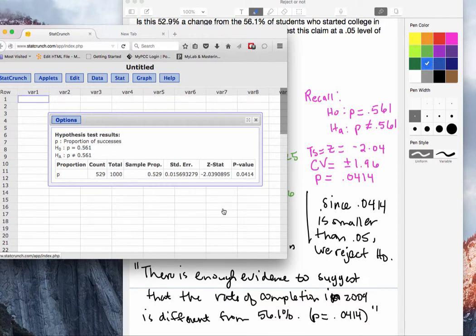So just showing you that you can get all of this with a few clicks of StatCrunch, or you can work by hand. Working by calculator, that would be for another video.